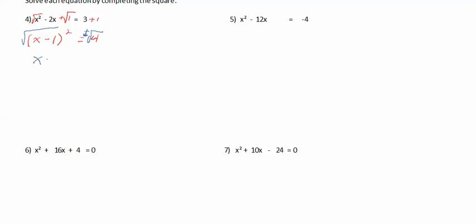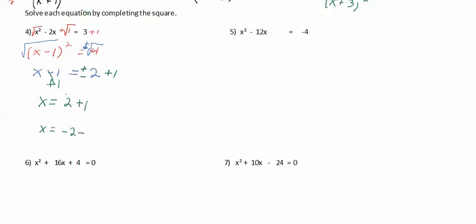So now we have x minus 1 is equal to plus or minus 2. And then solve it. Add 1. So now we have x is equal to positive 2 plus 1, and x is equal to negative 2 plus 1.